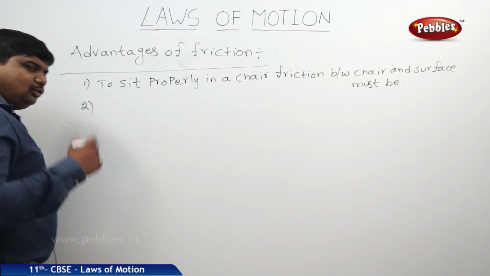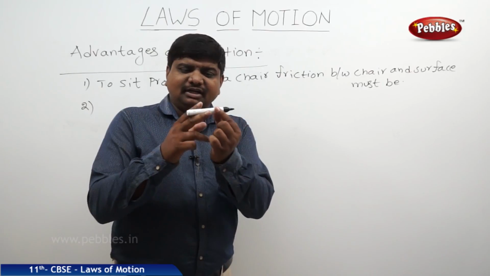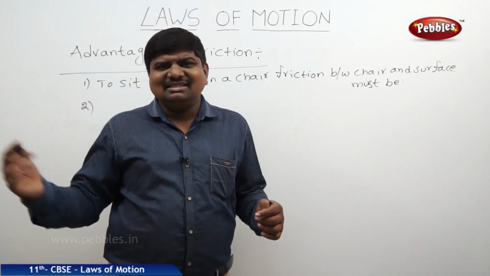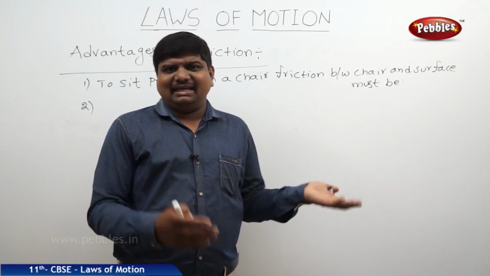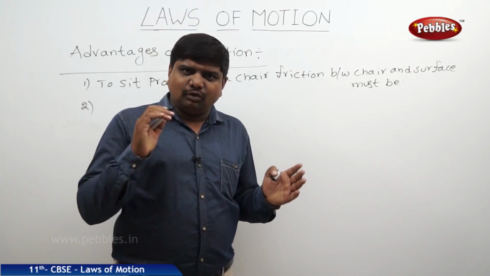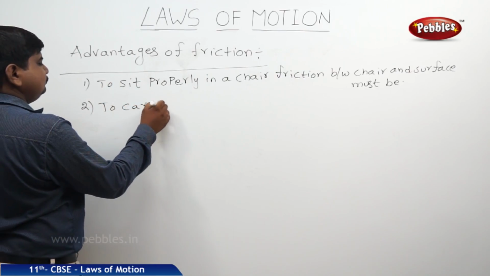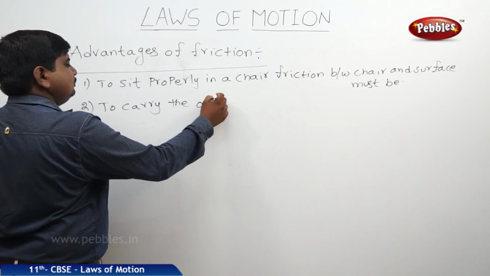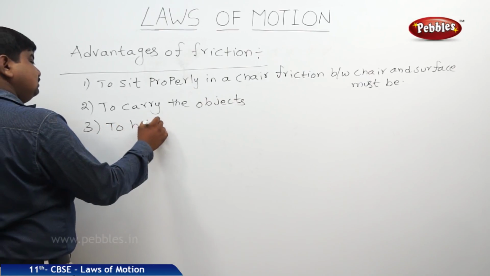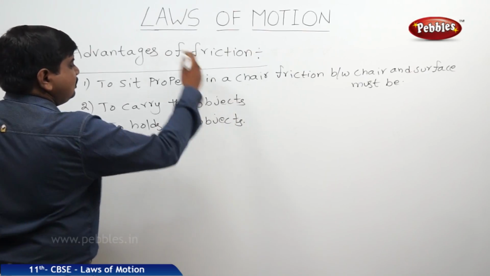Second one, to hold an object. If I am holding a marker, this is nothing but the frictional force between the fingers and the surface of the marker. To hold a glass to drink water, to hold a pen, a pencil, a carry bag, or a big basket, whatever the size, to carry or hold any object, frictional force must be there. These are all the advantages.